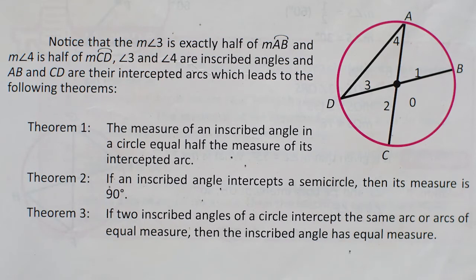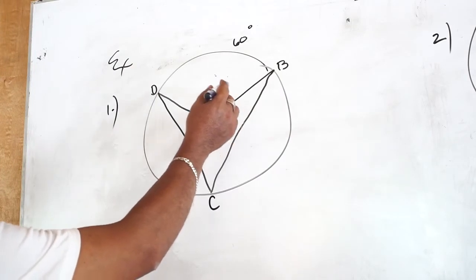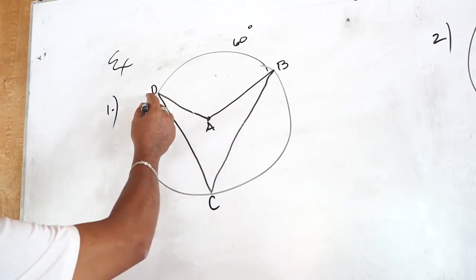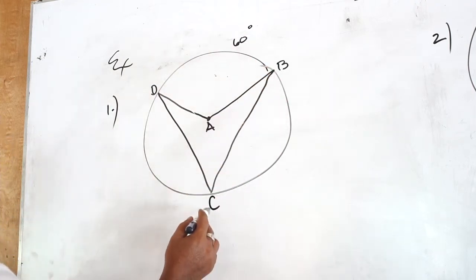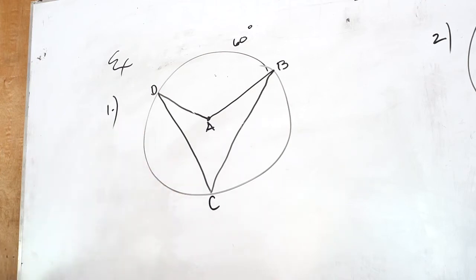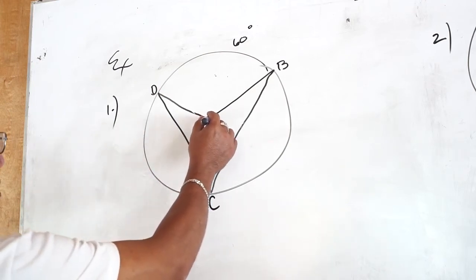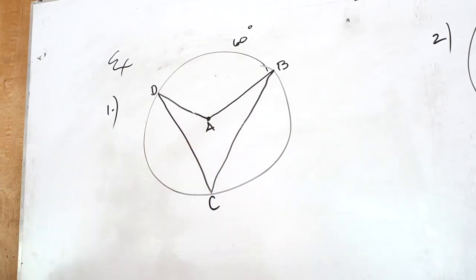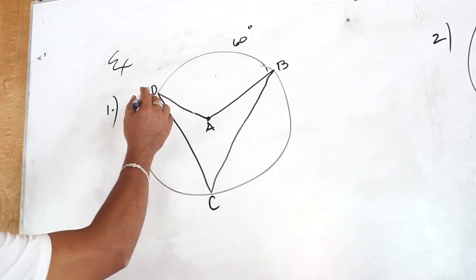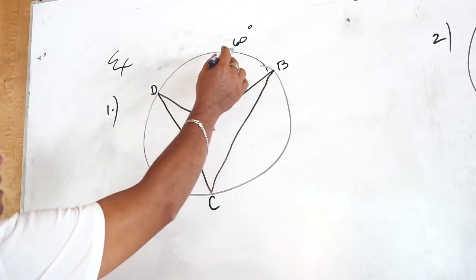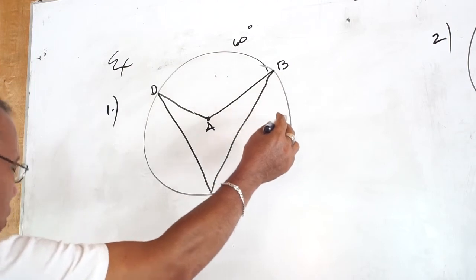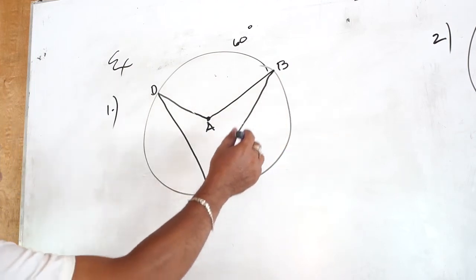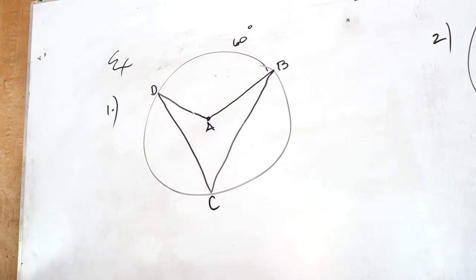Okay, for example, we have a circle, we have arc DB, arc BC and arc CD. Then at the center, we have point A. The measure of arc DB is equal to 60 degrees. Then you have to find the measure of angle C. Okay, so we have here the solution.